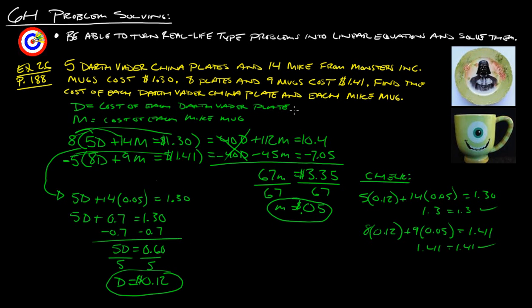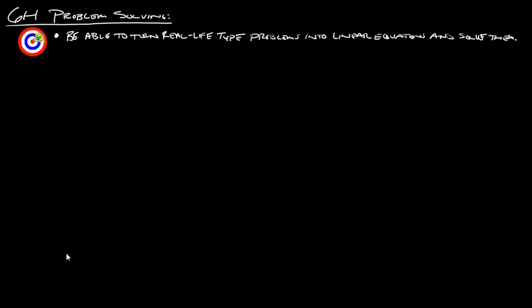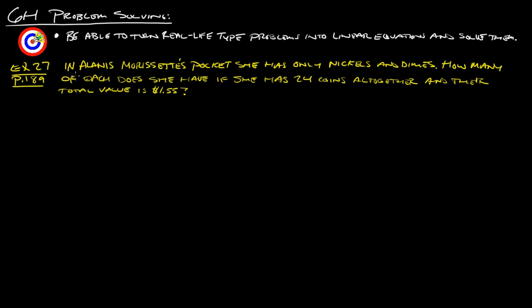So that works. So then we know how much each one costs. So each Darth Vader plate is 12 cents, and each Mike mug is 5 cents. Again, what a bargain. Alright, so that's that one. Let's take a look at one last example, and then we will be done.